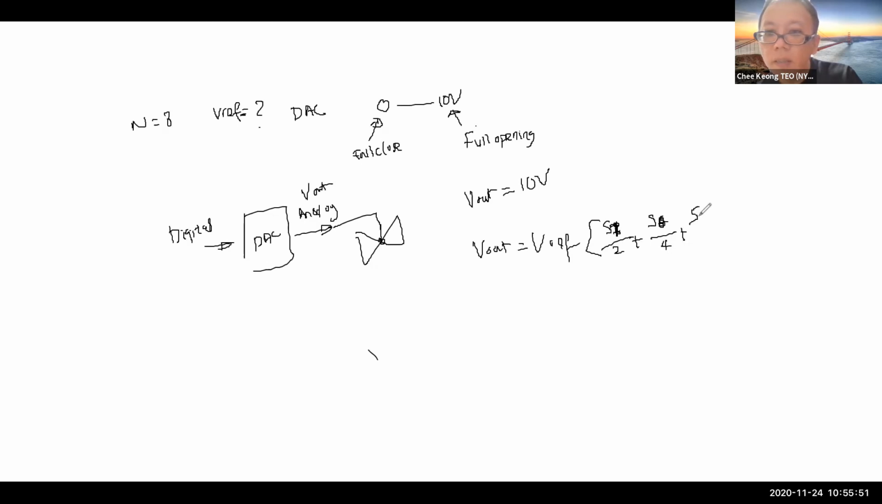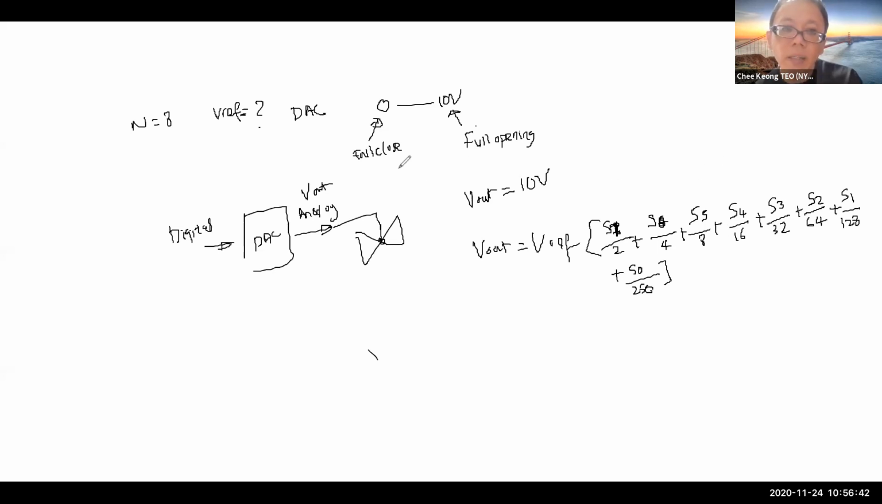plus S4 divided by 16, plus S3 divided by 32, plus S2 divided by 64, plus S1 divided by 128, and of course plus S0 divided by 256. So that's your bits combination.